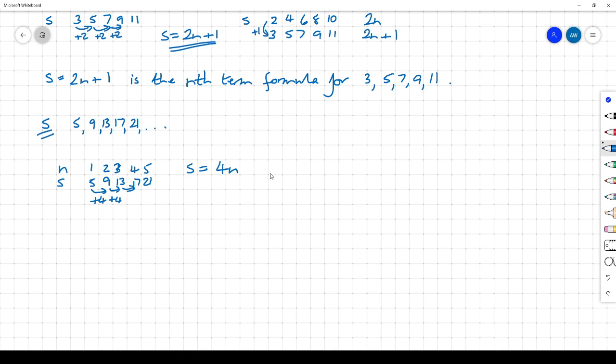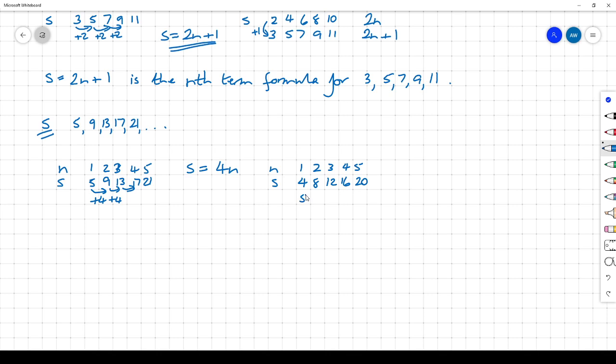Is it enough though? Let's write down the sequence for 4n to see if it is enough. When you get really good at these, you'll be able to check this in your head quickly and realize it's not enough. 4 times 1, 4. 4 2s are 8. 4 times table, isn't it? 4 3s are 12. 4 4s are 16. 4 5s are 20. We want 5, 9, 13, 17, 21. We've got 4, 8, 12, 16, 20.